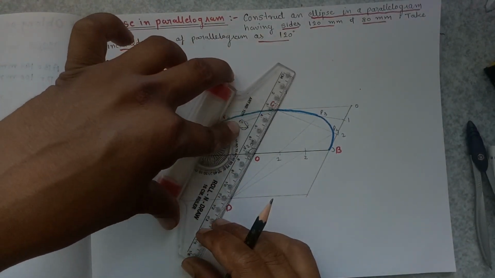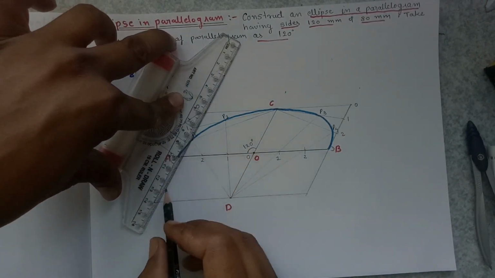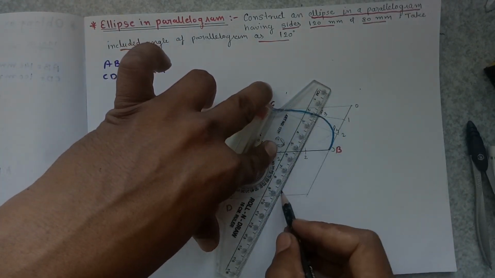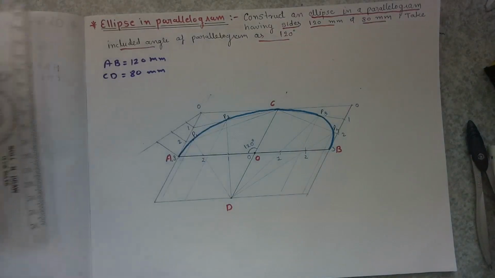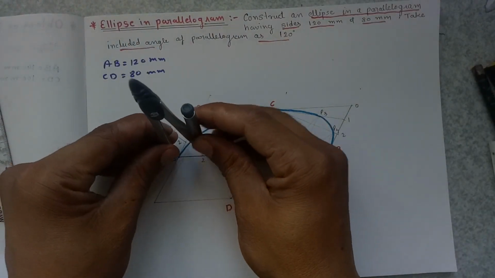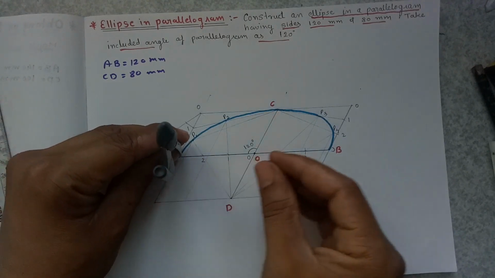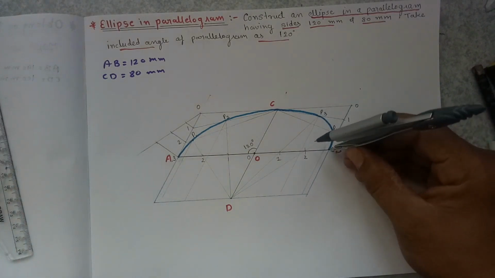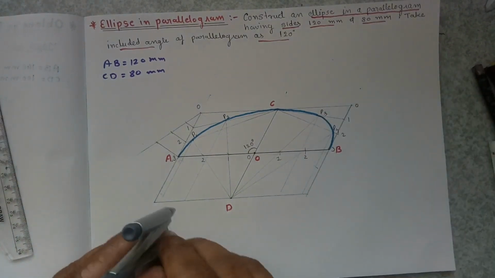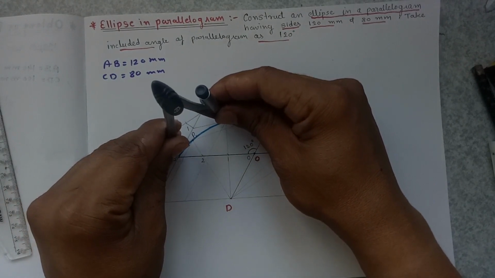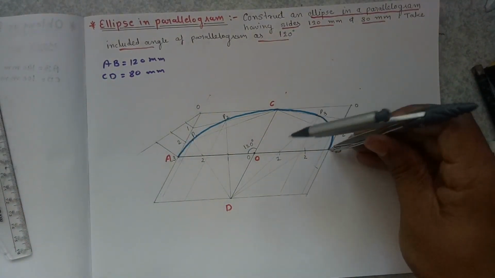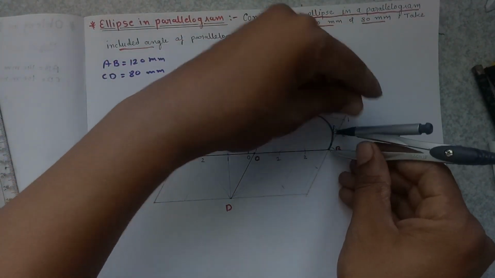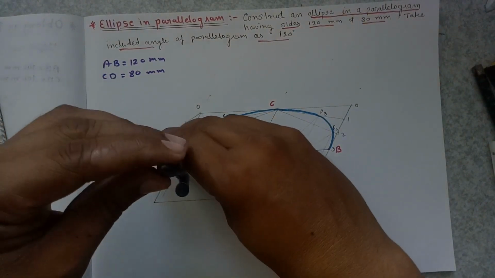We have to draw lines parallel to line CD from P1, P2, P3, P4. But now here, as we have measured A to P1, don't give an arc like this. Measure this distance A to P1 and give an arc over here from B. A to P2, measure here, give an arc from B over here. Same B to P4, but give an arc from A over here.